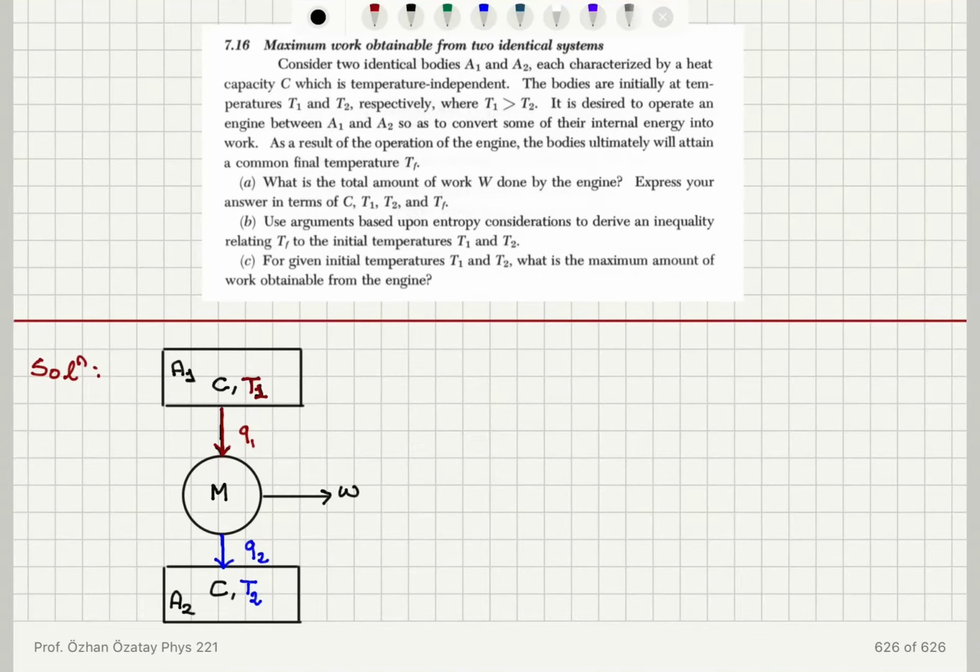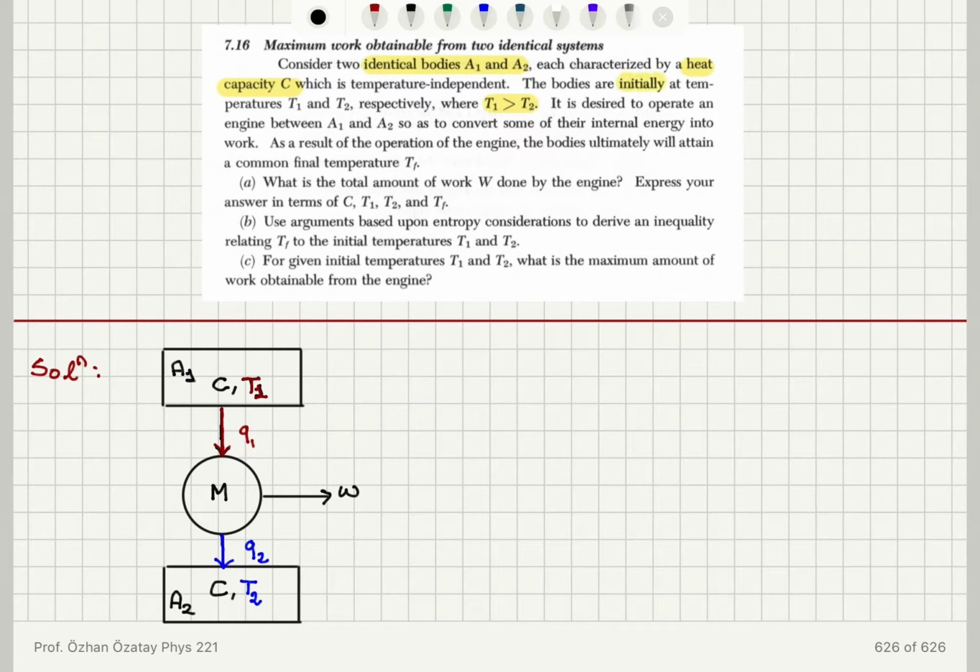Maximum work obtainable from two identical systems. Consider two identical bodies A1 and A2, each characterized by a heat capacity C which is temperature independent. Identical bodies, heat capacity C. The bodies are initially at temperatures T1 and T2, T1 greater than T2.